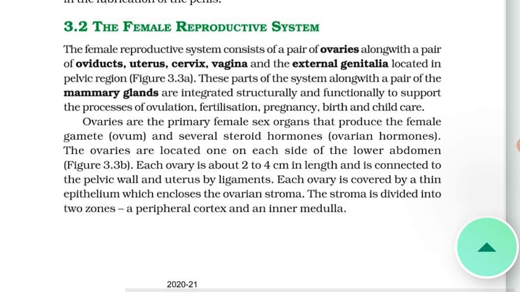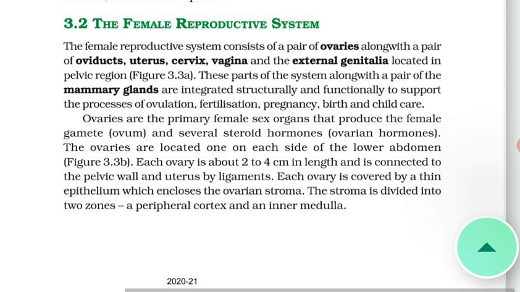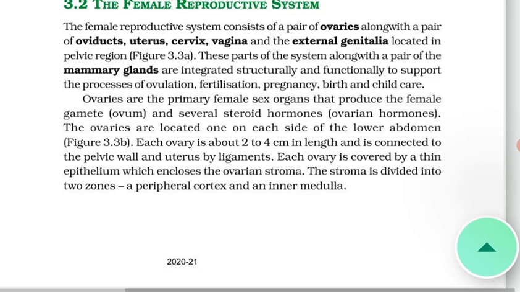Each ovary is about 2 to 4 cm in length and is connected to the pelvic wall and uterus by ligaments. Each ovary is कितने 2 से 4 cm means 2 to 4. 2 to 4 means डबल होगा, 2 से लेके 4. ठीक है, 2 करोगे तो 4 हो जाएगा, ऐसे याद रख सकते हो. ठीक है, and is connected to the pelvic wall and the uterus by ligaments.